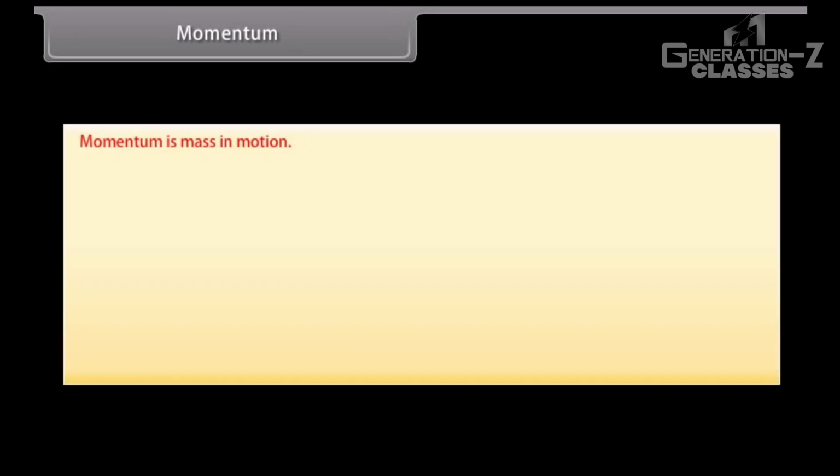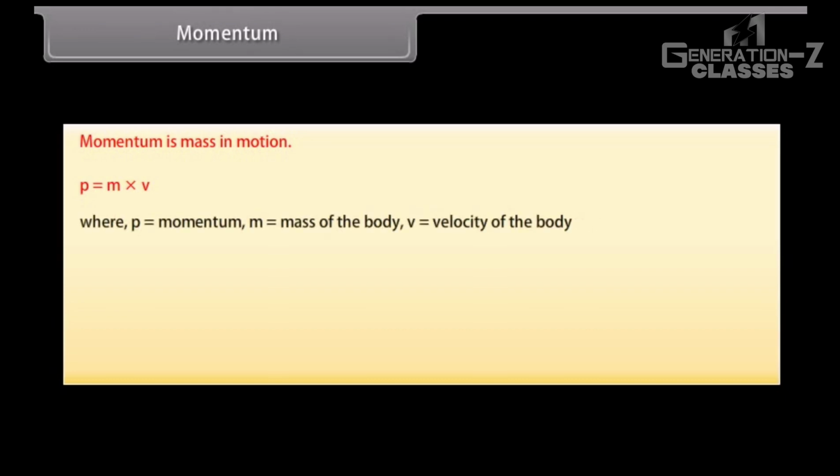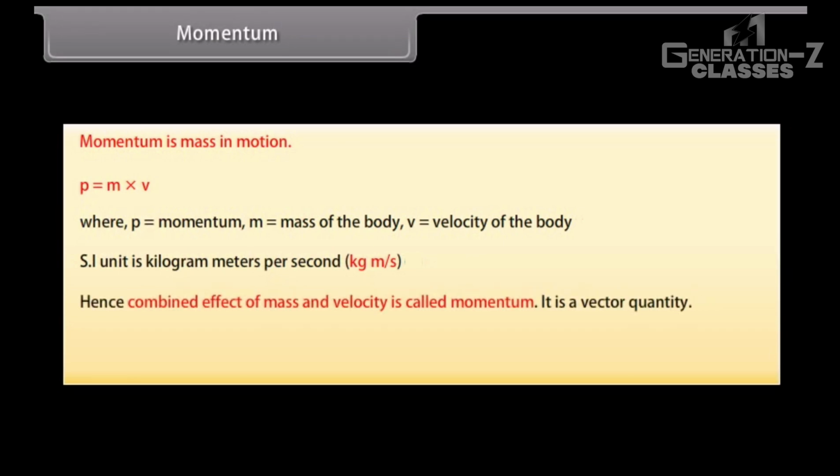Momentum. Momentum is mass in motion. P is equal to m into v, where P is momentum, m is the mass of the body, and v is the velocity of the body. The SI unit is kilogram meters per second. Hence, the combined effect of mass and velocity is called momentum. It is a vector quantity.